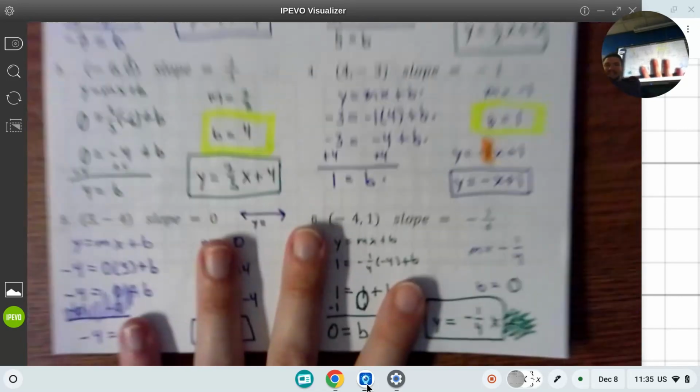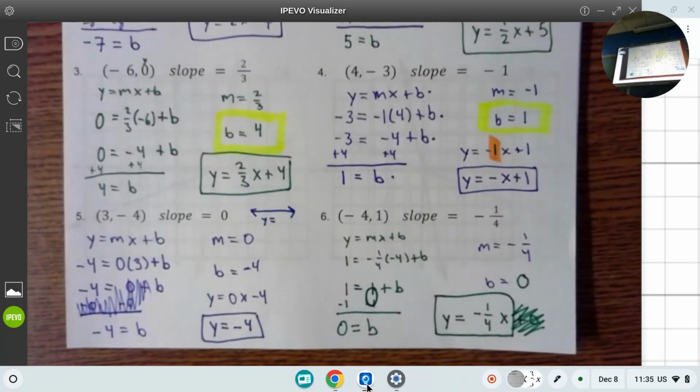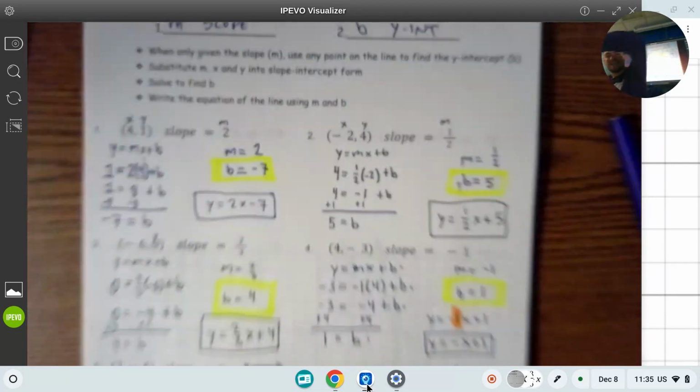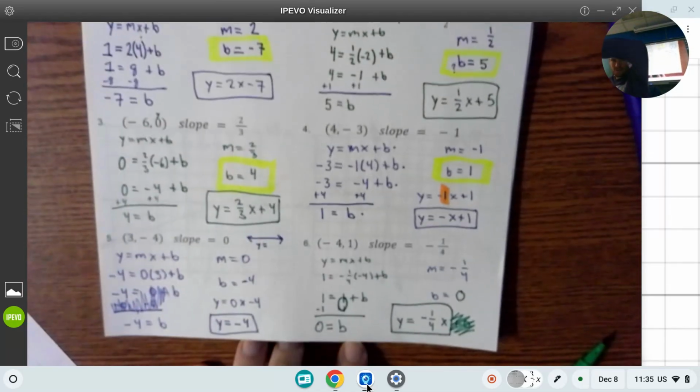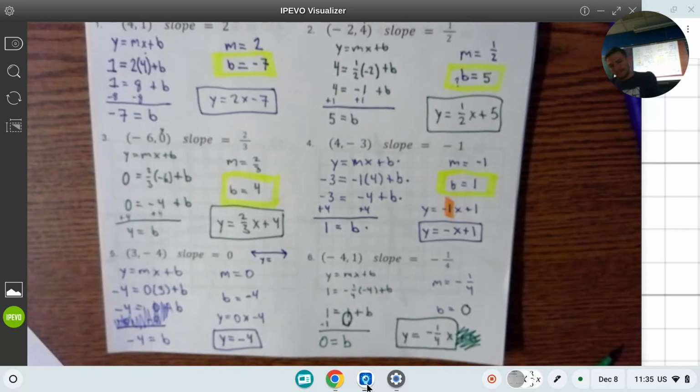That is 6 questions of finding b. That is 6 questions of writing equations. And if you look, all 6 of these are identical to each other. It's the same procedure. Put the letters in, multiply it, move it, you're done. All right.